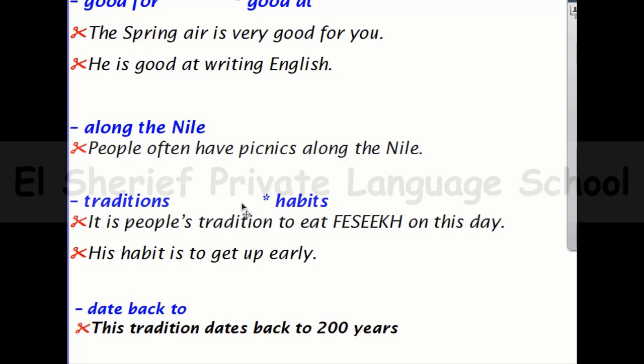Traditions and habits. Okay? Traditions means beliefs or customs among a particular group of people. But habit, it's done by one person. For example, it's people's tradition to eat فسيخ on this day. Number 2, his habit is to get up early. It belongs to one person. Date back to, it means return to. This tradition dates back to 200 years ago.